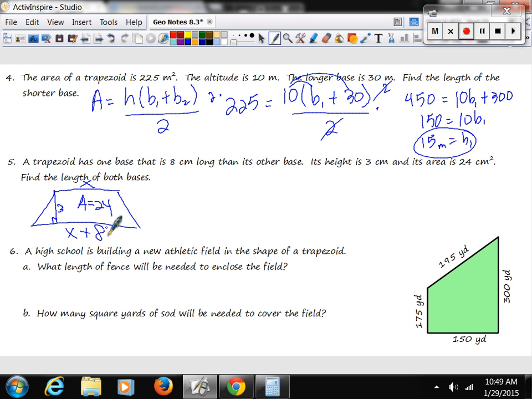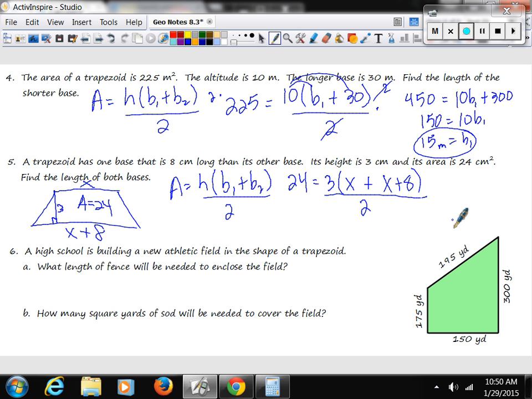So they're giving us plenty of pieces. We're just going to plug it in and solve for x. Try to figure out what x equals. So area equals h, b1 plus b2 over 2. So we're going to plug in the pieces that they gave us. They gave us A is 24. They gave us h is 3. They gave us b1 as x. They gave us b2 as x plus 8. And divide the whole thing by 2. So just get x by itself. Solve for x. So multiply by 2.